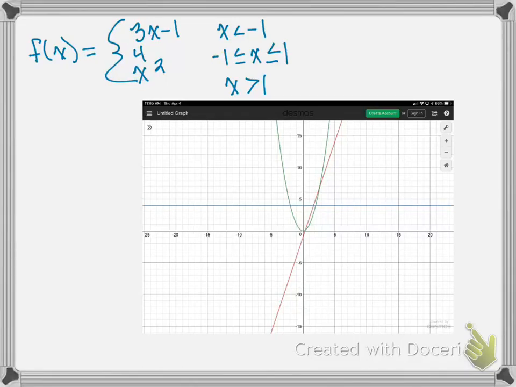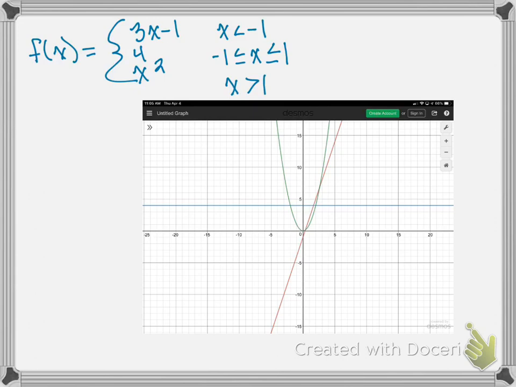What I always encourage students to do when they are graphing a piecewise function is to graph each individual part of that function. So f of x equals 3x minus 1. Now for 3x minus 1, this is the red graph right here. It crosses at -1, and then it has a slope of 3. So up 3 over 1.